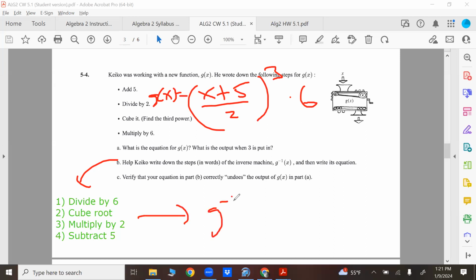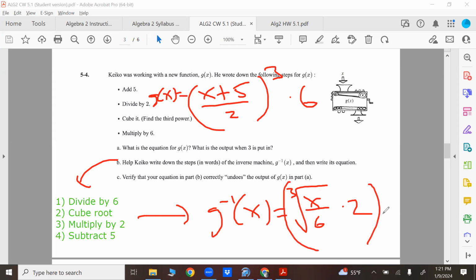So then I'm going to write it like this to show that I'm doing the inverse. That's going to be divide, so x over 6, then cube rooted, then multiplied by 2, and then the whole thing has to be subtracted by 5. Does that make sense what I just did? Right? Just did reverse. Now let's verify. How would you verify it? For part C, here's how I'd verify it.